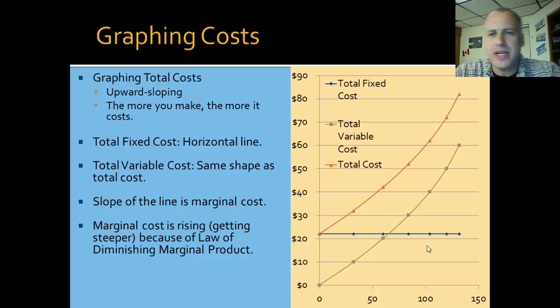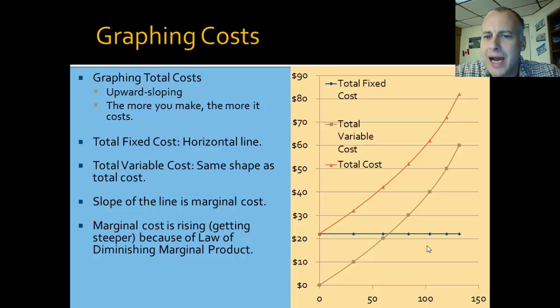So we can represent each of these things graphically, and what we see here is that if we examine a graph of total costs, total variable costs, and total fixed costs, we get a pattern that looks like so. They're upward sloping. This should not be a surprise. The more you make, the more it costs. So if we want to increase our output, it's going to cost us more. So total cost rises as we increase our output.